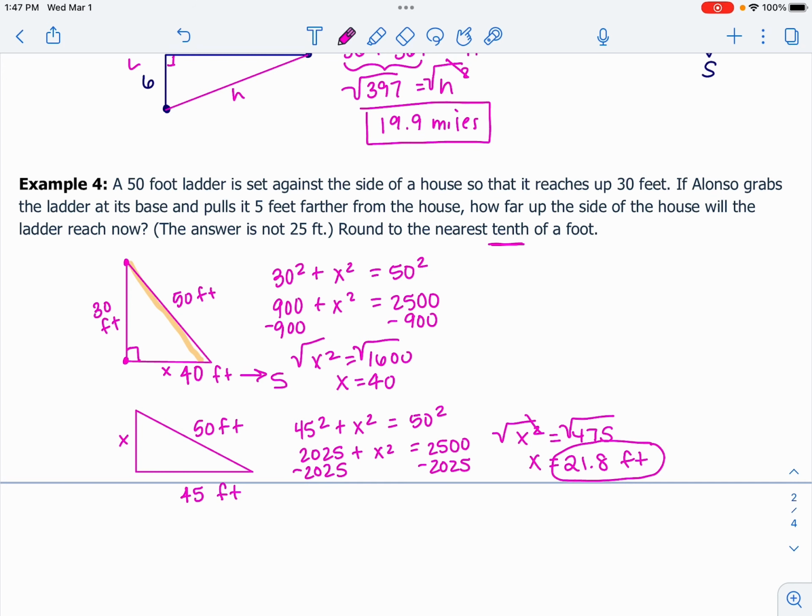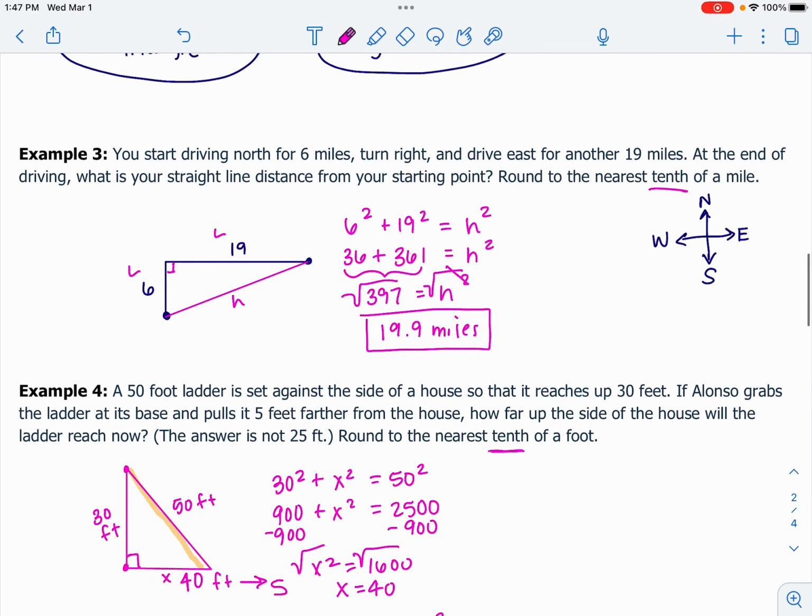Okay, so you might not even get one like that on Delta Math. They might just be more simple, like example 3. But I just want to make sure we went over it in case one does pop up on yours.